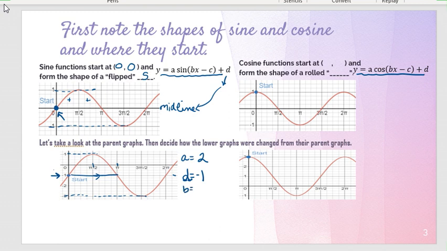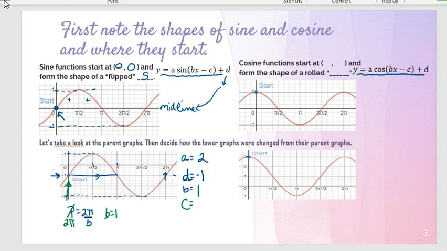Our B factor actually comes from the period. The period, P, is equal to 2 pi. We know our period is 2 pi, and period is equal to 2 pi over B, so I replace period with 2 pi: 2 pi equals 2 pi over B. Well, what does B have to be? I think everybody can see it's 1. So B is equal to 1, and C comes from where it starts.